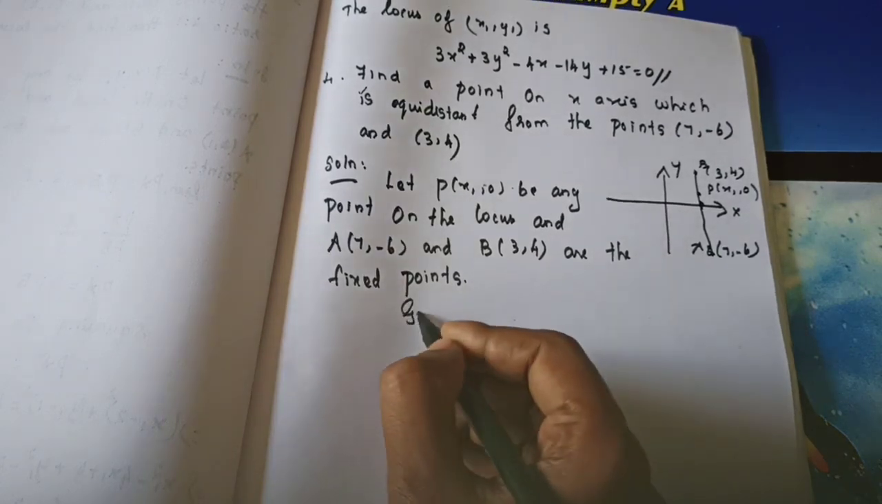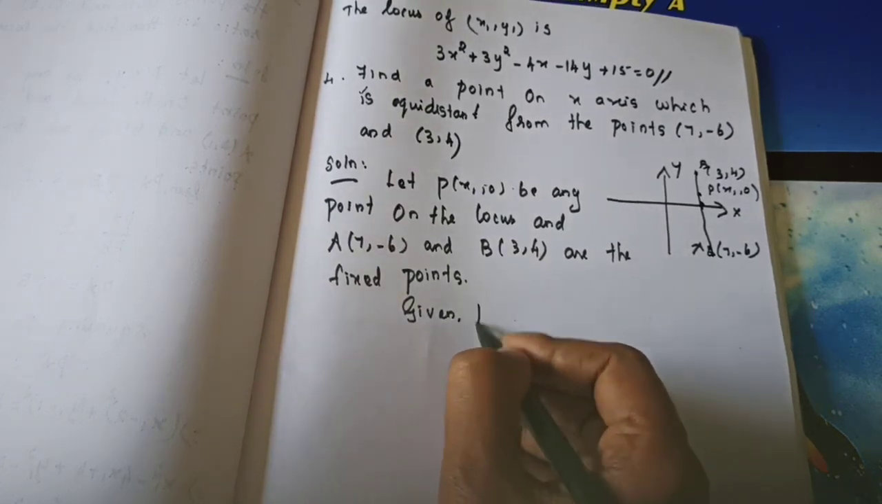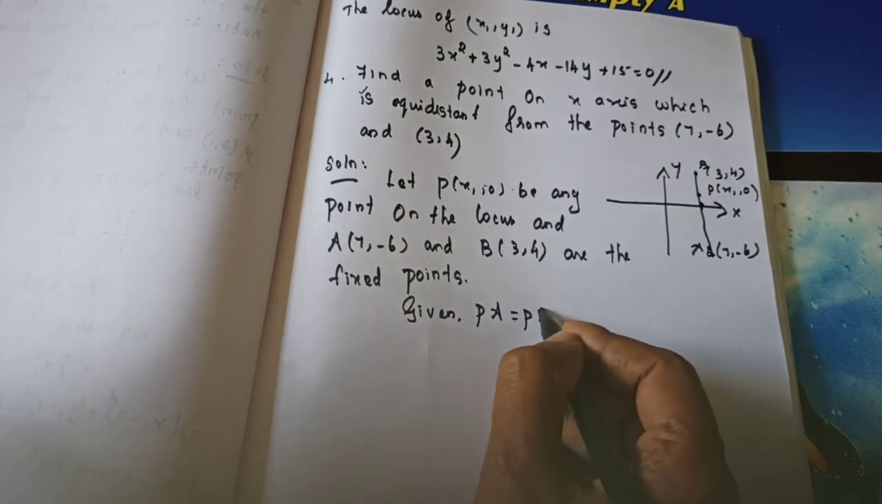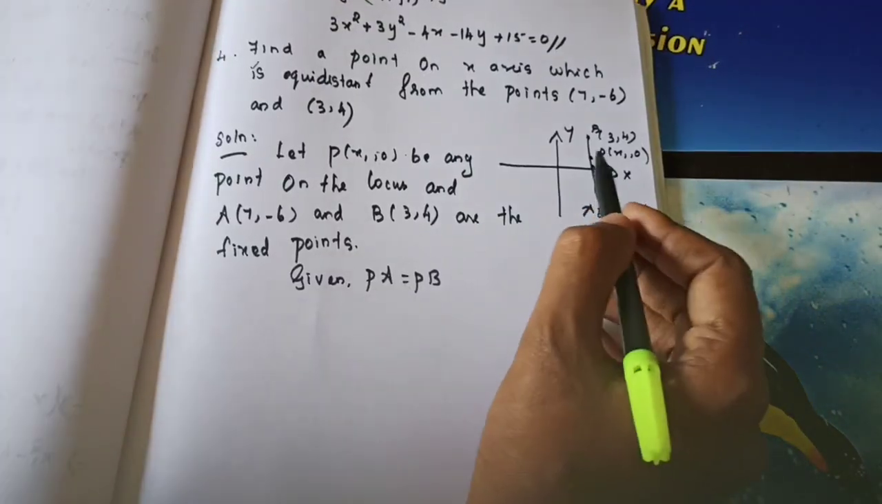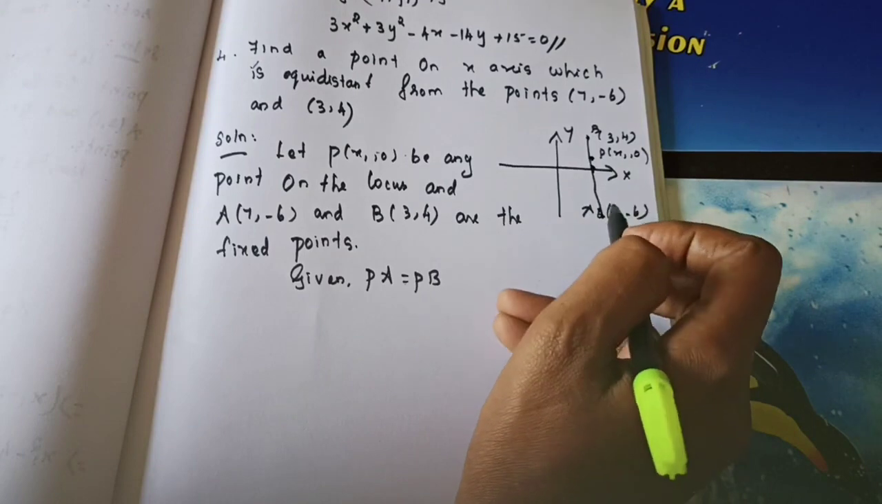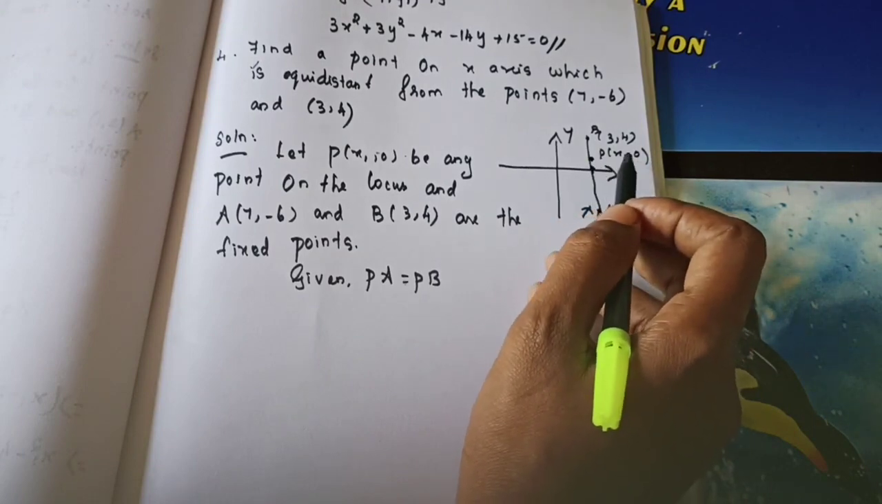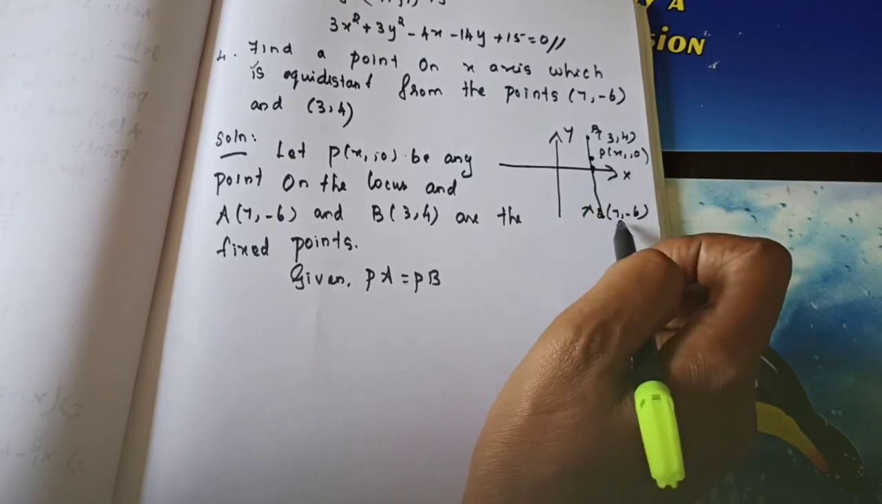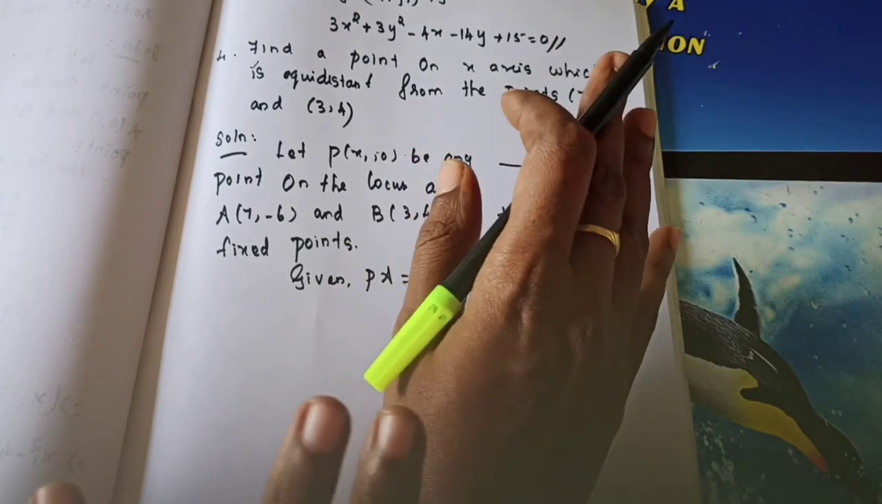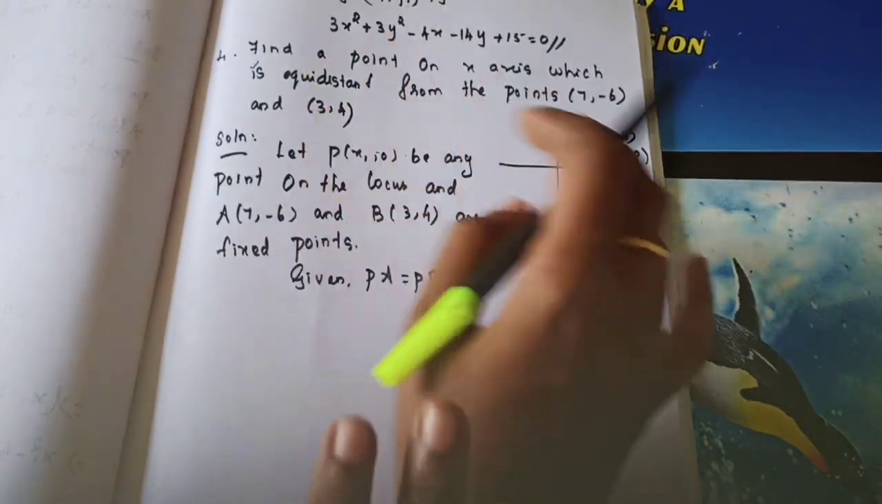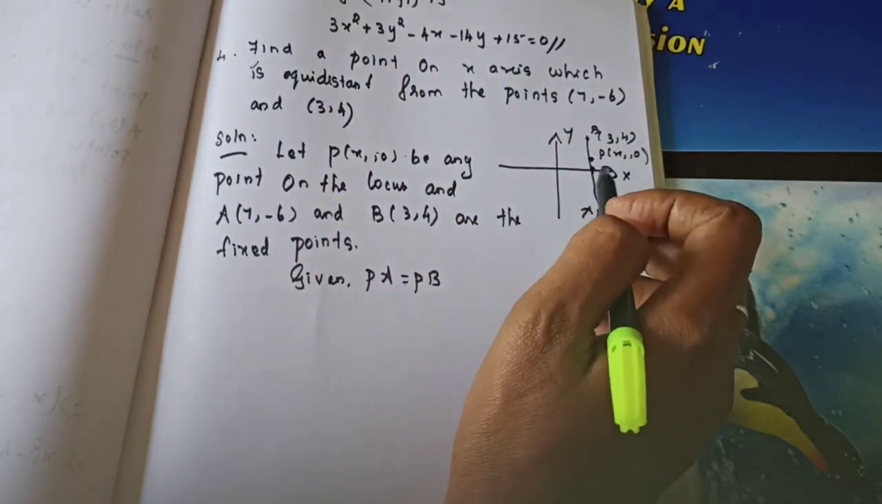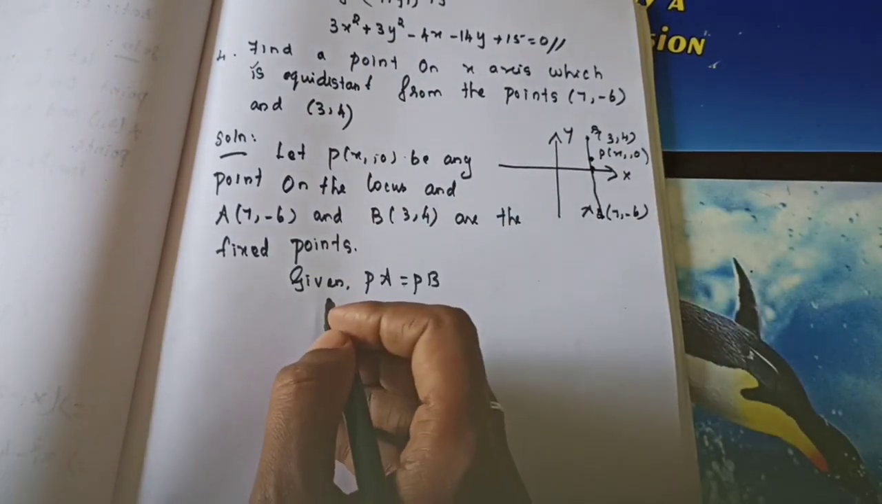So what is given? It is equidistant, is it right? So PA must be equal to PB. We did one more problem, an example, the same as that. You may have a doubt: why, ma'am, in this line are you writing P of x1, 0? Equidistant means, here 7, -6. If you need, you can take a graph sheet and draw it, and you will see the equidistant point must be here only, nearly. So PA is equal to PB.